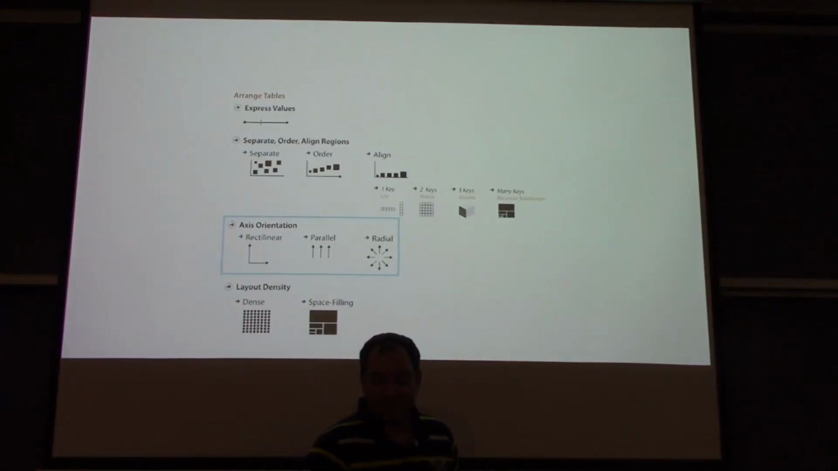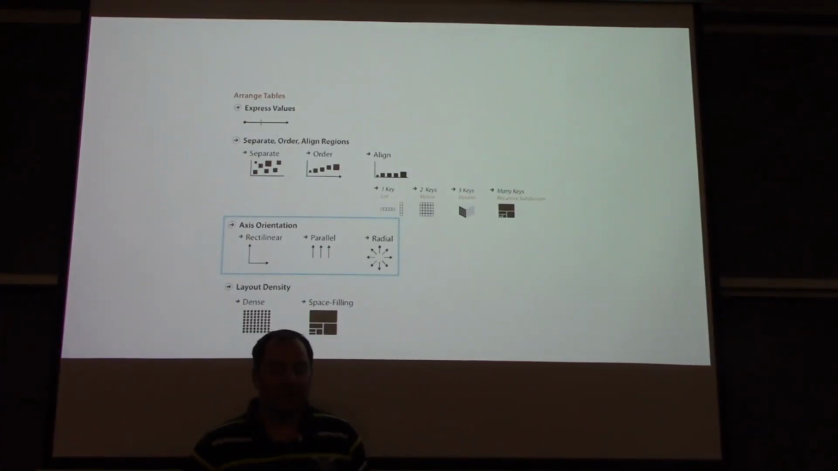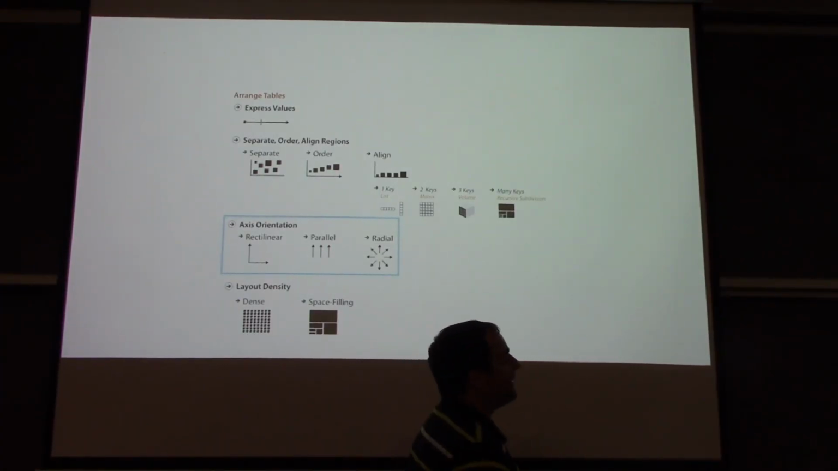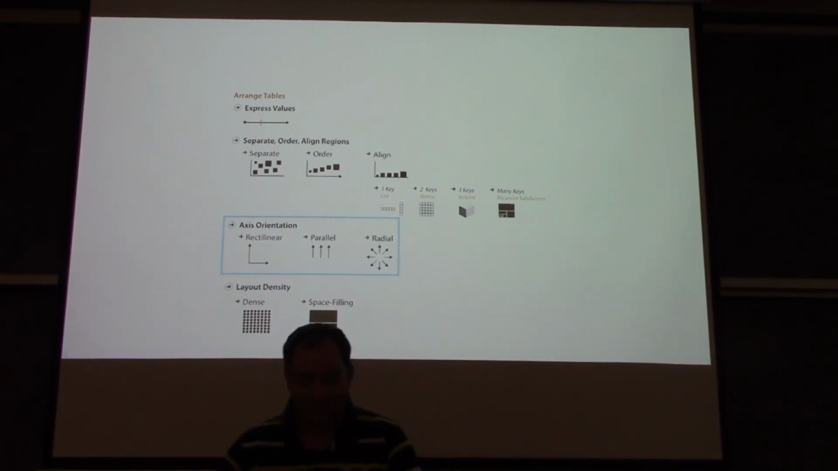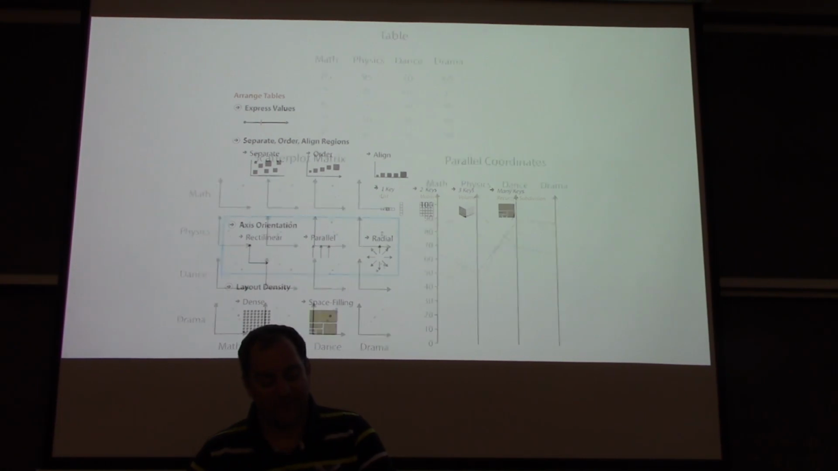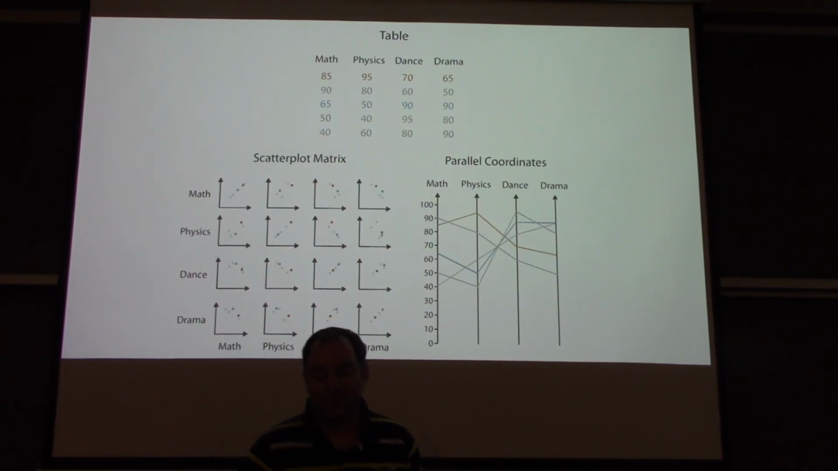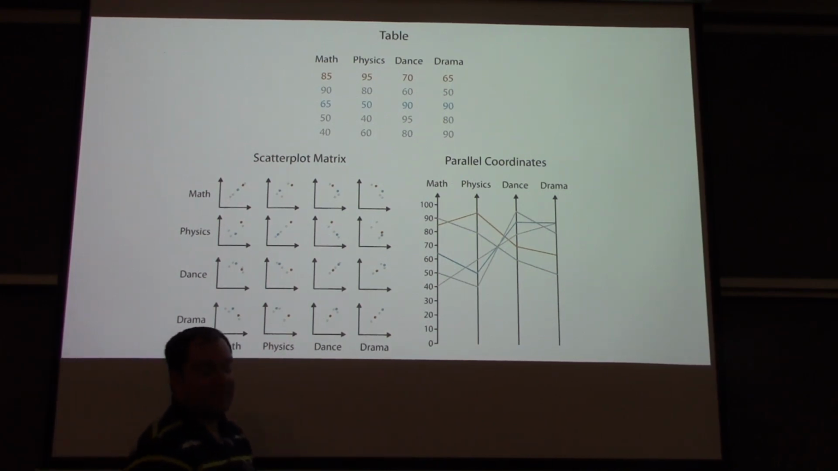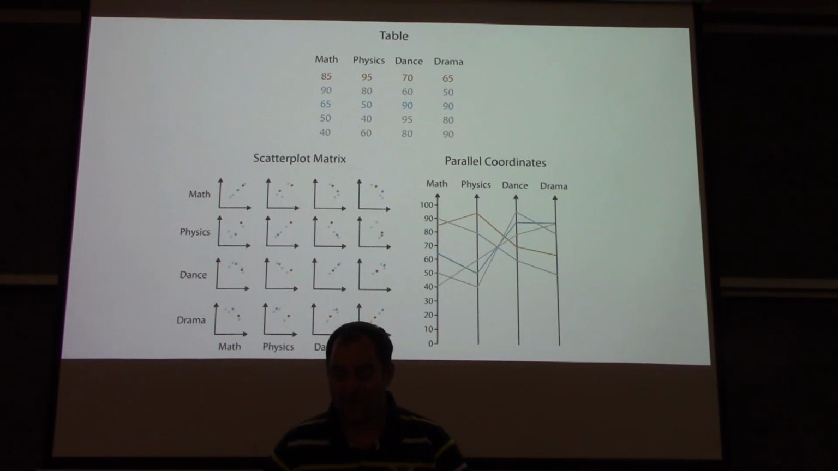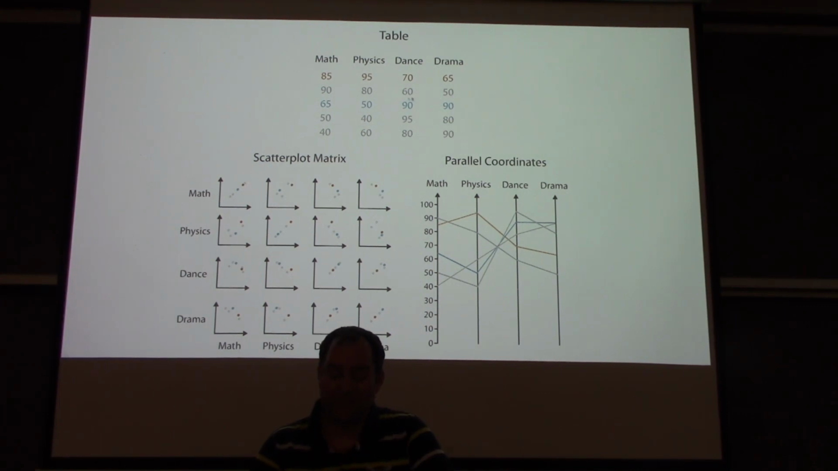Okay, so spatial axis orientation. We have these 3 different types: rectilinear, parallel, and radial, and any variations thereof, that we can use for axis orientation. So here are these two core examples. We have a table with 4 different dimensions: math, physics, dance, and drama. This could be scores in the subjects for individual students.